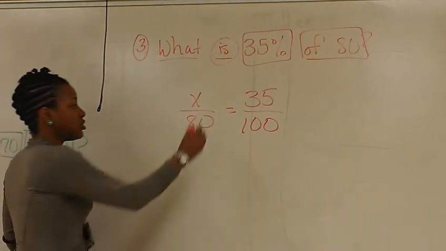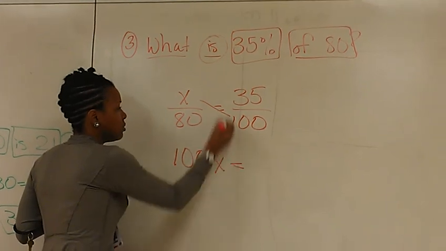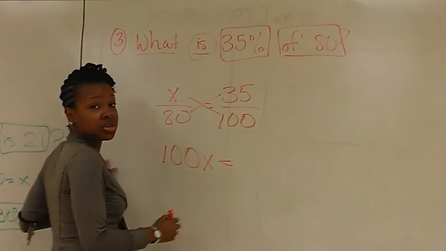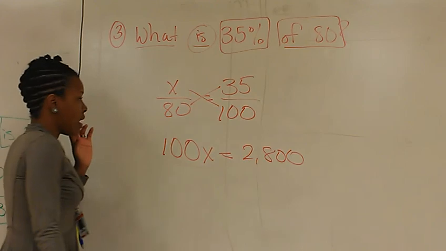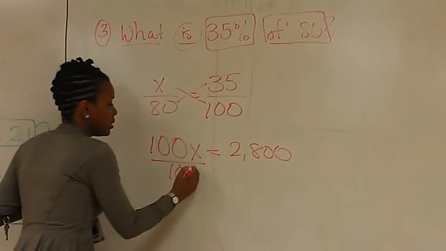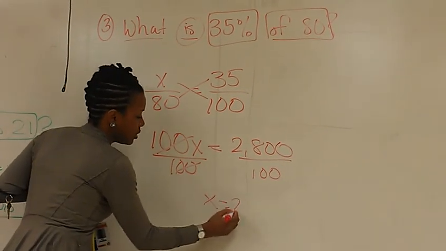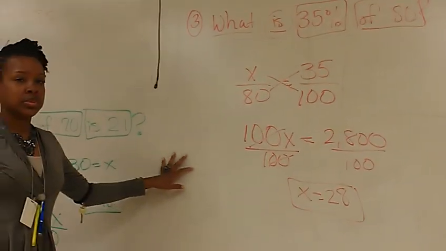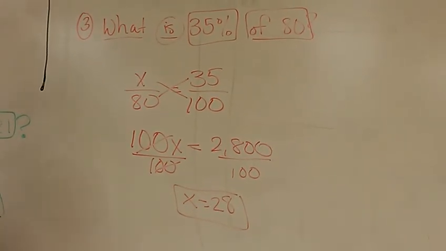What's X times 100? What is 80 times 35? 2,900? 2,800. Okay? What do we do next? Good. Divide both sides by 100. Very good. And you're done. Simple? It's easy. Two more questions.